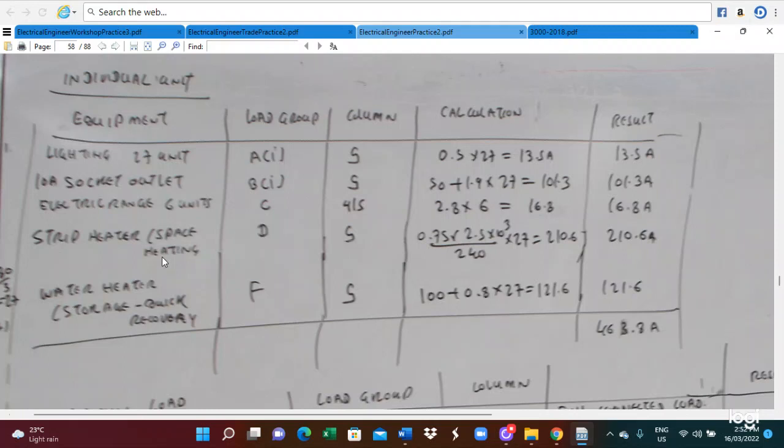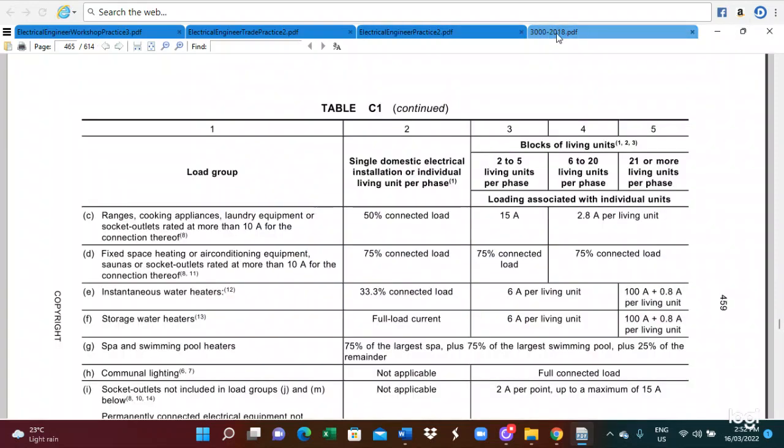Street heater is local D. In this case, 27 units, every unit gets a local D, the street heater. So street heater is local D because of the fixed heating applied. In this case, 27 units, 75% of the connected load. So 75% of connected load.